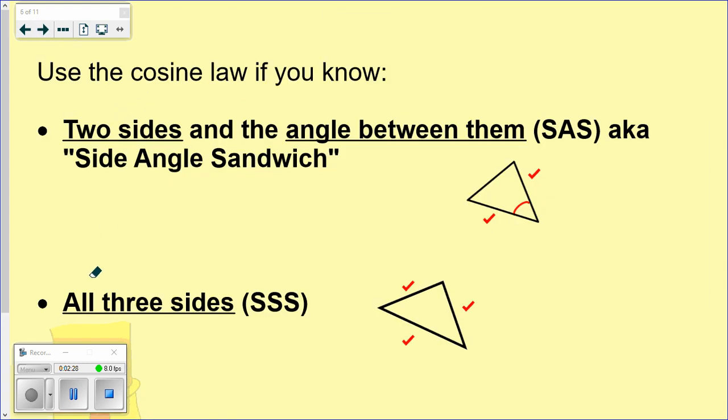So when do we use this? No 90-degree angle. That's important. When we have side angle side, or an angle sandwich, right? Side, angle, side. Or we know all 3 sides and we're looking for an angle.